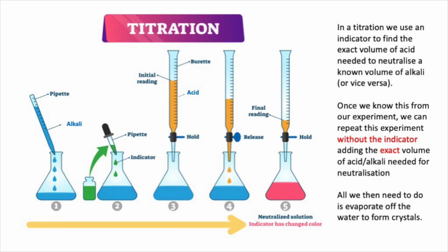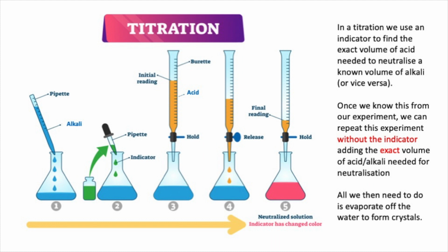Now, when carrying out a titration, there are lots of indicators that chemists will use, and one popular indicator is an indicator called phenolphthalein. And phenolphthalein is pink in alkaline solutions and colourless in acidic solutions.